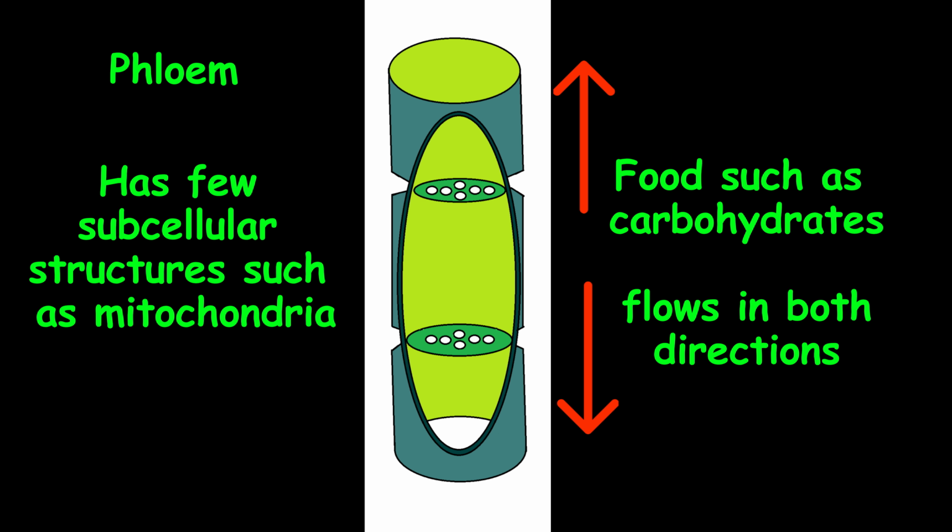Then we move on to the phloem. Now the job of the phloem is to transport food around the body, for example carbohydrates that are made in photosynthesis. Unlike the xylem, these substances are actually transported in all directions. The phloem has many subcellular structures such as mitochondria to help facilitate this transport. This is why we do not call them dead cells.